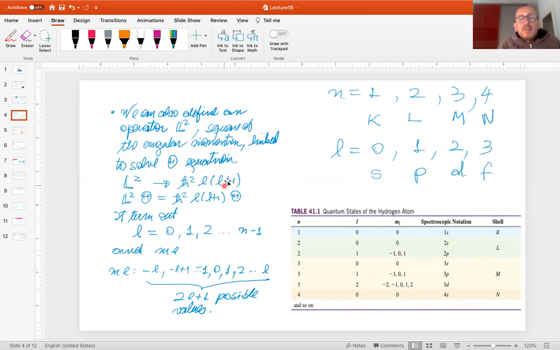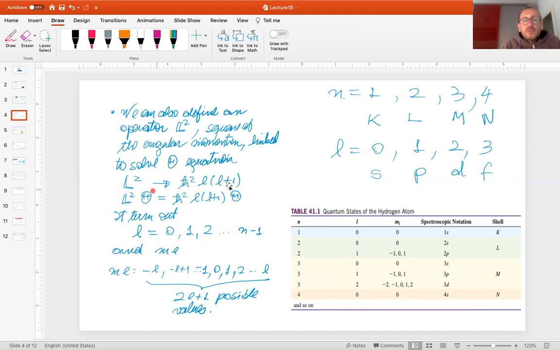It will be an integral value if L is a large value. If L is large, this is equal to L squared. So L is equal to ħ times an integer, essentially. That's what it is, okay? But in quantum mechanics, we get this.